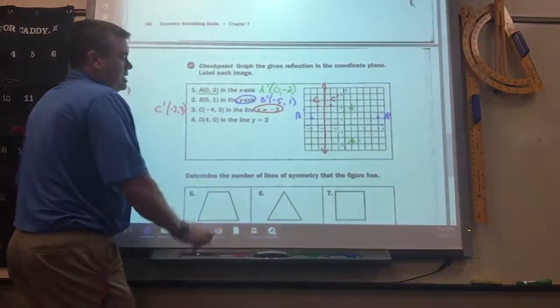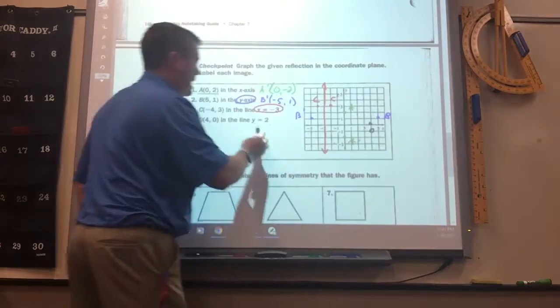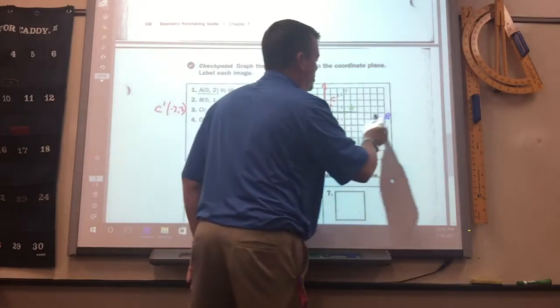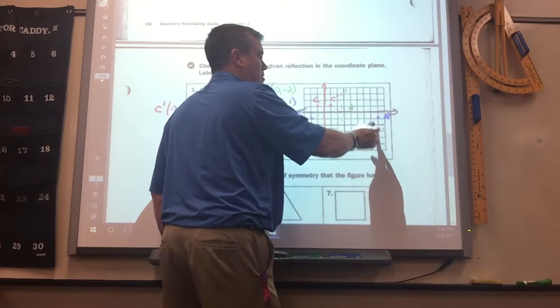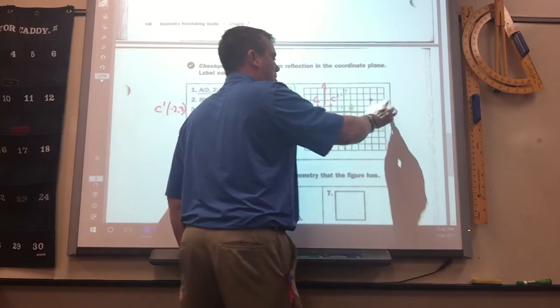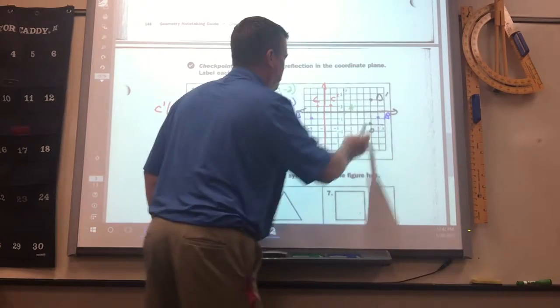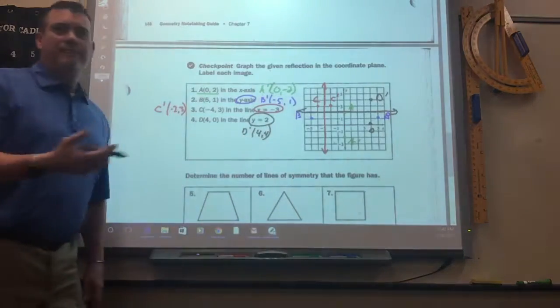And then D is 4, 0, in the line y equals 2. It crosses the y-axis at 2, so that would be this line. So D is here, it's going to flip up here. It's 2 away from that line, so you go 2 up here. There's D prime, which is 4 over 4 up. Okay, easy enough.